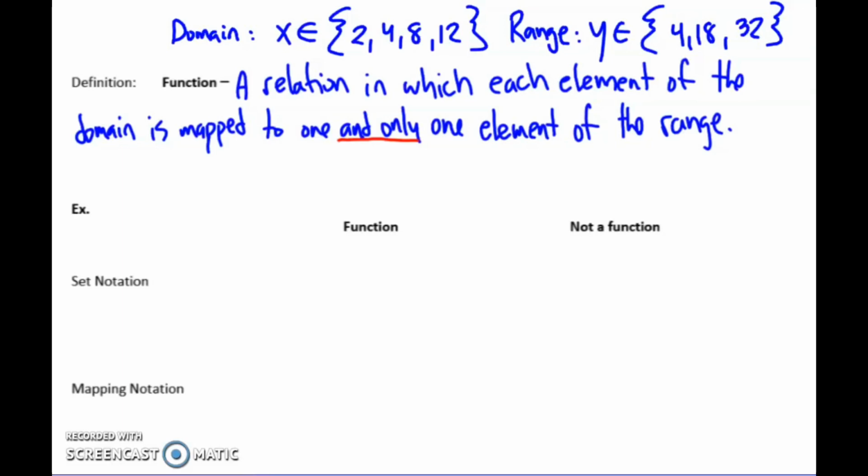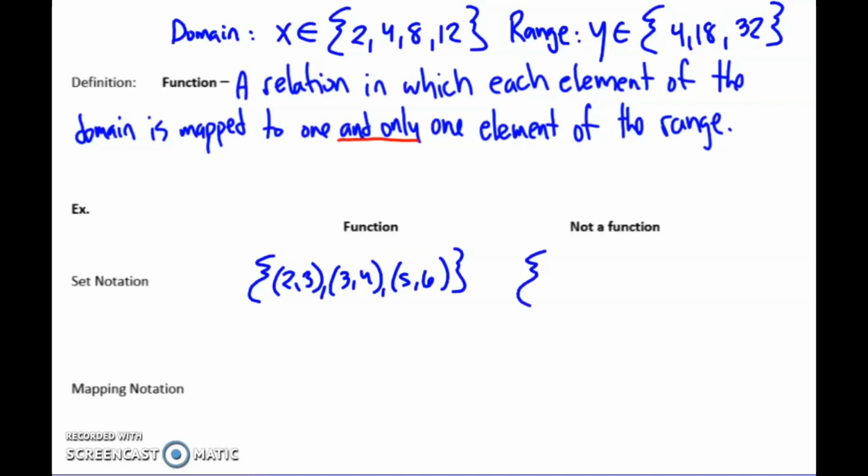So here's an example of a relation that is a function in set notation. So I'm going to have my parentheses indicating an ordered pair. So I've got (2, 3), (3, 4), (5, 6). And just a quick review of why that is a function, because each element of the domain is mapped to one and only one element of the range. So 2 is only mapped to 3, 3 is only mapped to 4, and 5 is only mapped to 6.